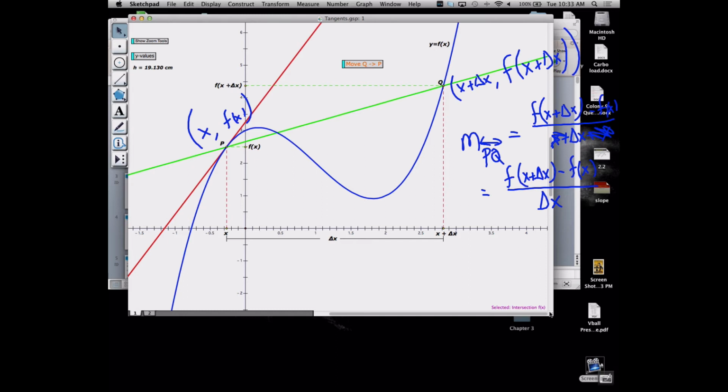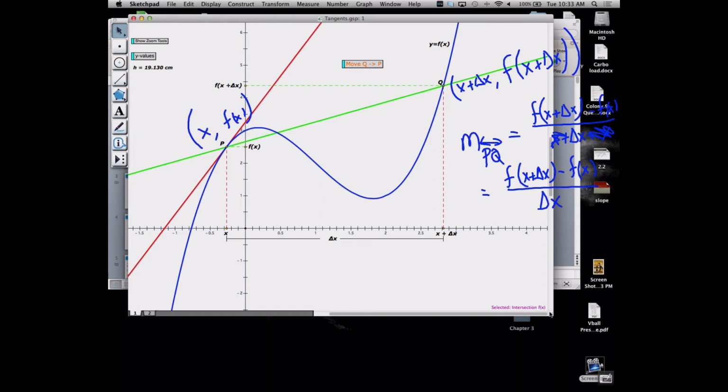Question. Before you cross those two out, was that x plus delta x minus x? That was x plus delta x minus x. Right, so that was the x2 minus the x1 from the slope. So you see what we're doing here. We're eventually going to take Q and move it over to P. I don't have enough information to find the slope of P. I only have 1 point on it. But I want to find the slope of P for a variety of reasons, which we'll talk about later.